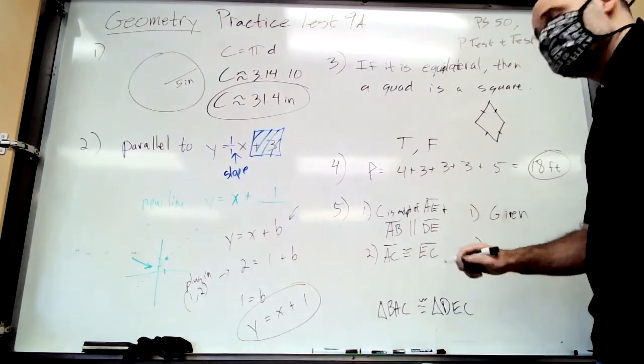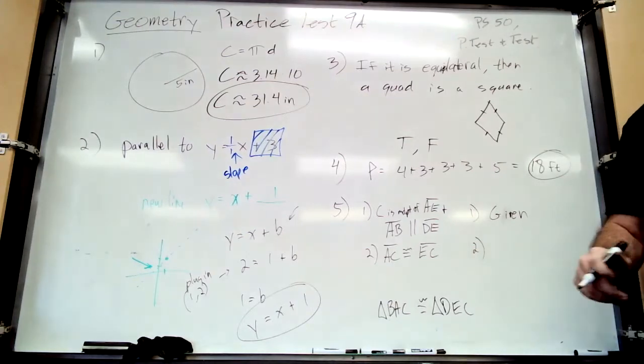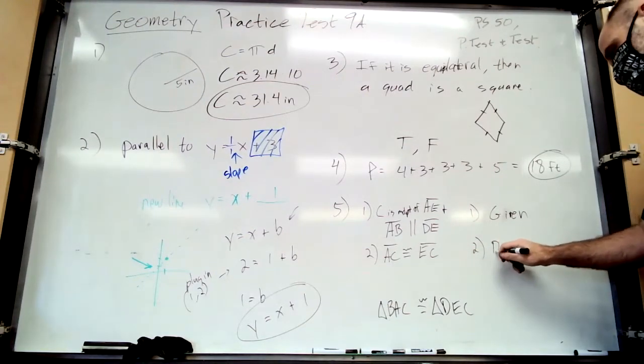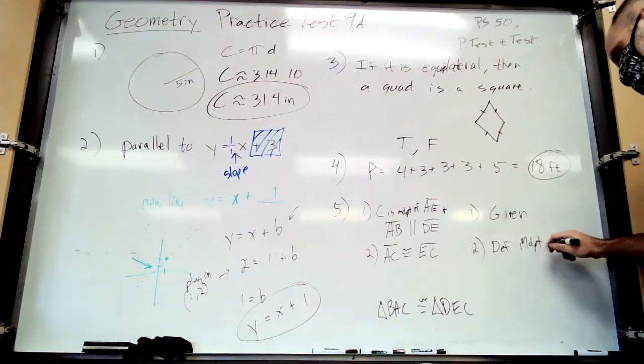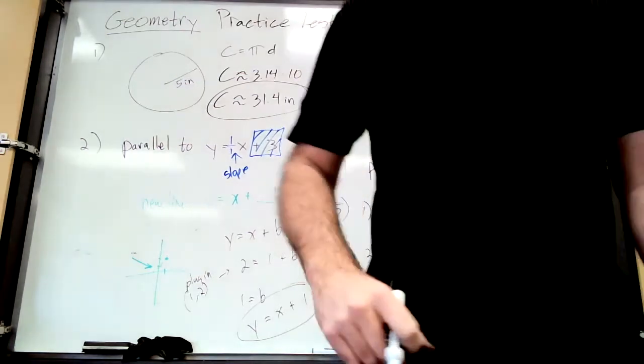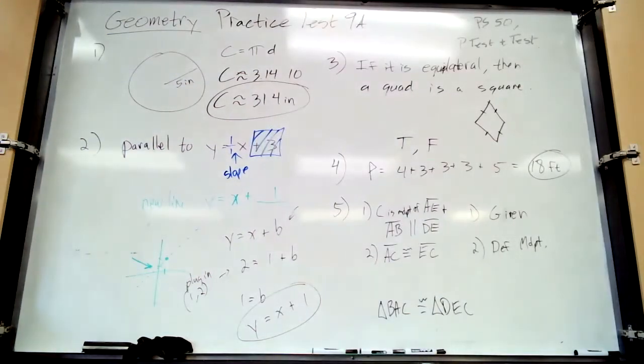Why? Definition of midpoint. Because that's what a midpoint does. It cuts it into two congruent line segments. Okay? All right, so now we got a side. What else are we looking for? We need angles and sides.